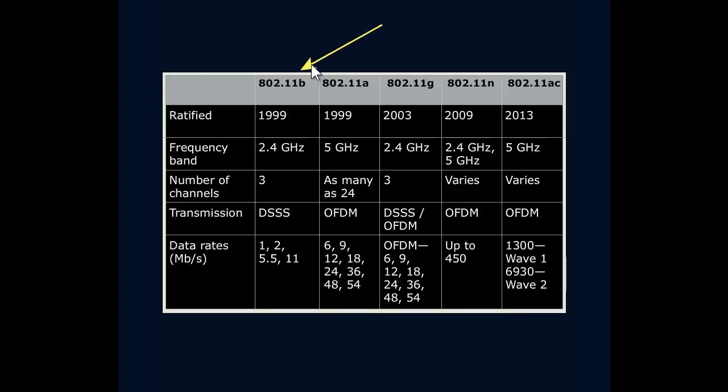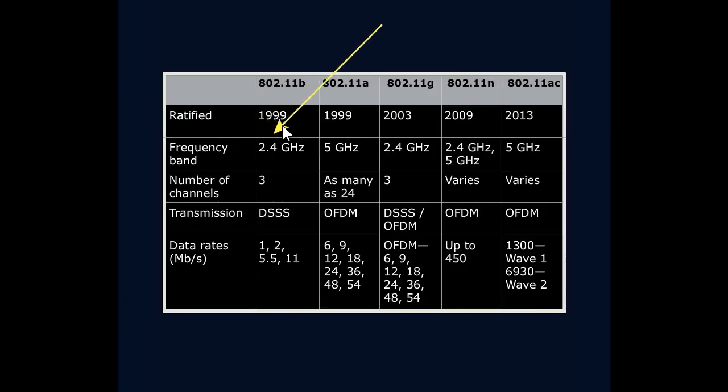So we've got our A and B standards way back from 1999. 2003 ratified the G standard, and things got more exciting. 2009, we moved to the 802.11n standard, and then all the way in 2013, we have a ratified 802.11ac standard. So just good to know the order. Good news, they go in alphabetical order, so life is good.